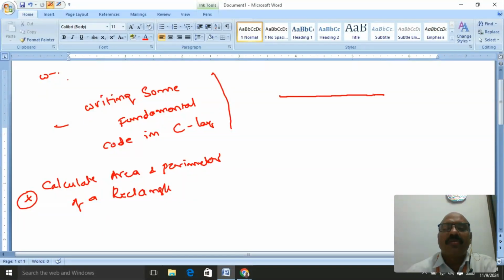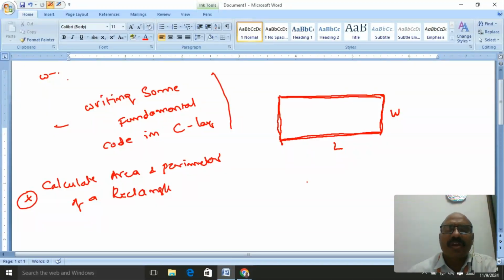Hence, given that this is the rectangle, we know that the two opposite sides of the rectangle are equal, right? The longer side is called the length, and the shorter side is known as the width.